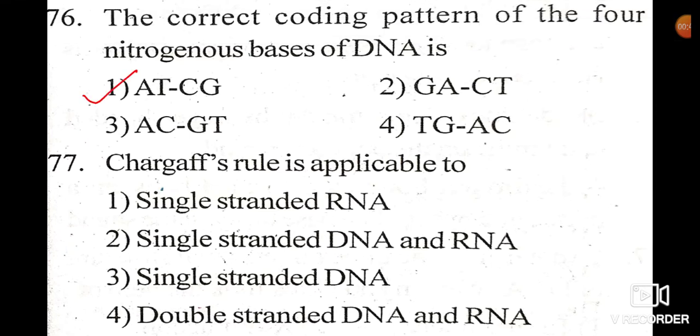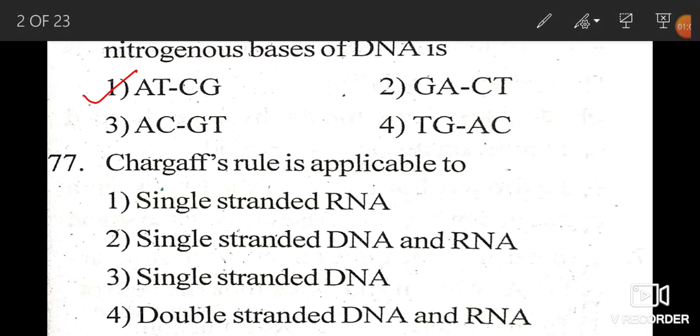DNA contains 4 nitrogen bases: adenine, thymine, guanine and cytosine. Adenine and guanine are purines. Thymine and cytosine are pyrimidines. Purines and pyrimidines are complementary bases. Adenine binds to thymine and guanine binds to cytosine. So the right option is ATCG.